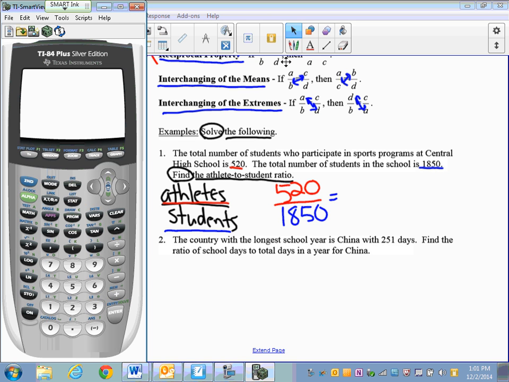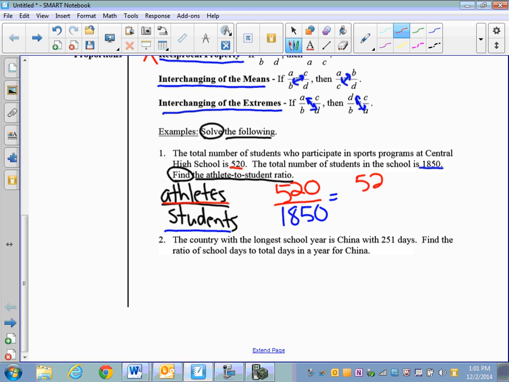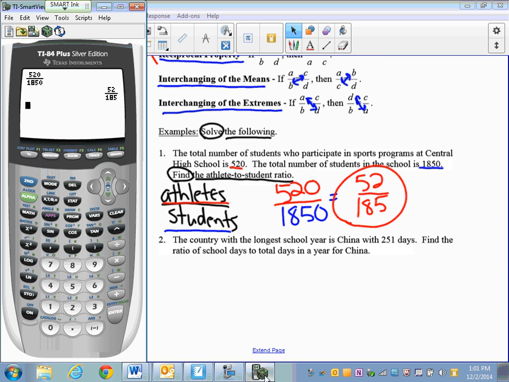If I'm going to reduce this fraction or put it in simplest form, it's always easy to use alpha y equals enter. 520 over 1850 gets us our simplest form of 52 over 185. So that's the ratio. Again, you just put it in your calculator.